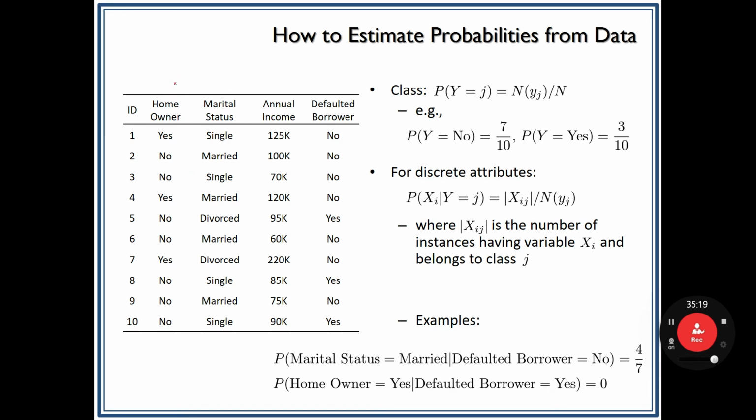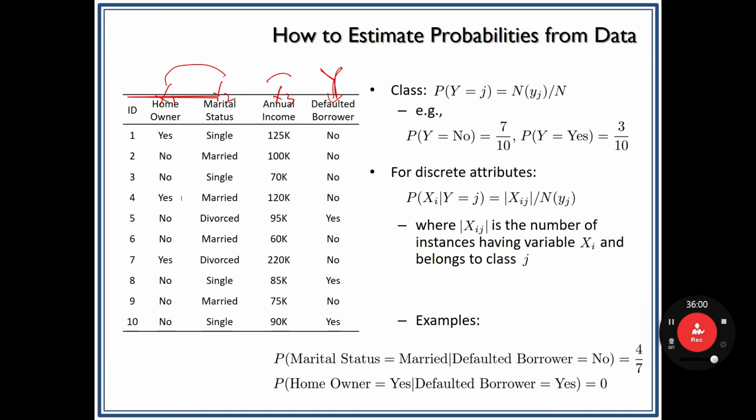Actually, the first three columns are x variables: x1, x2, and x3. The first one is, do you own a home? And the answer is yes or no. The second column indicates whether a person is single or married or divorced, sadly. And the third column is annual income. So these two are discrete variables, and this one is a continuous variable, and this one is the class variable, which is y.